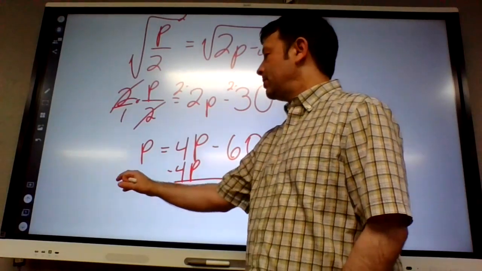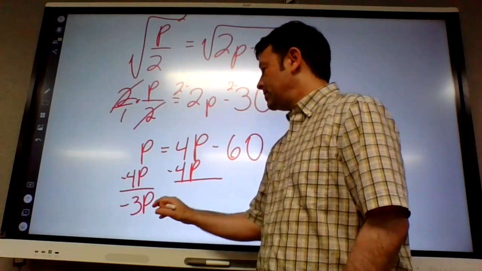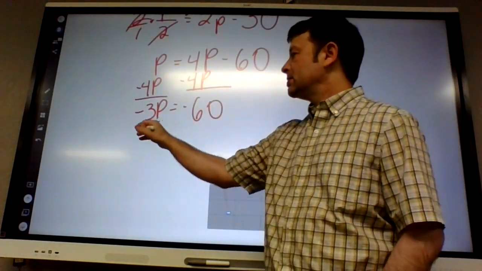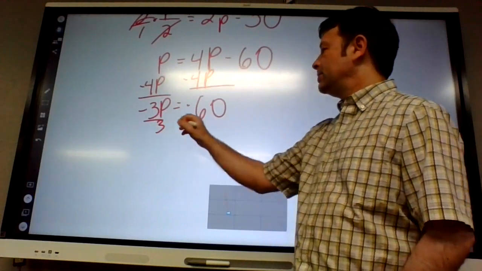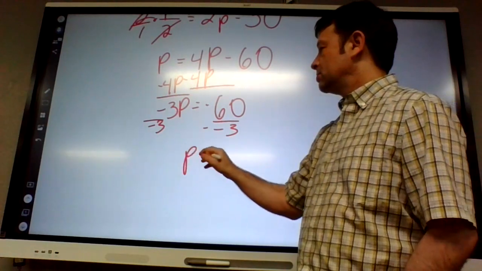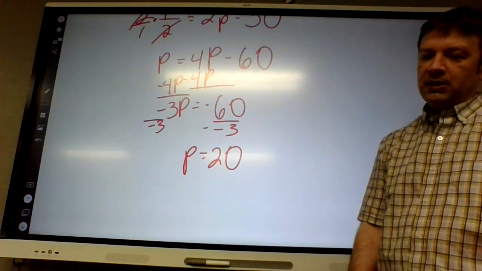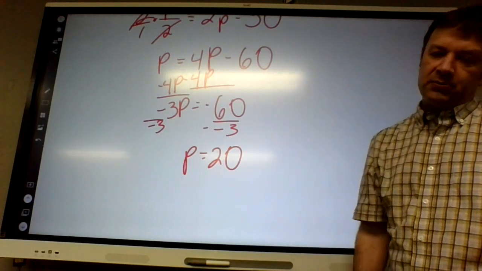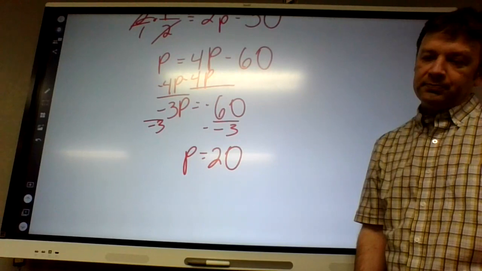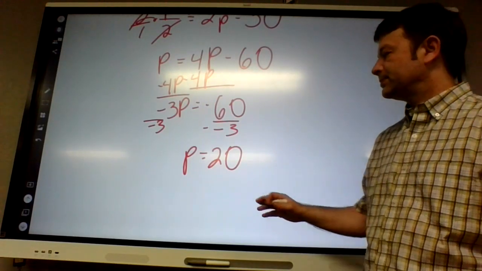And then if we get our p's over here on the left, -3p equals -60 divided by -3. That's 20. And if you plug 20 back in, you get what? Square root of 10 and square root of 10 on both sides. So it works.